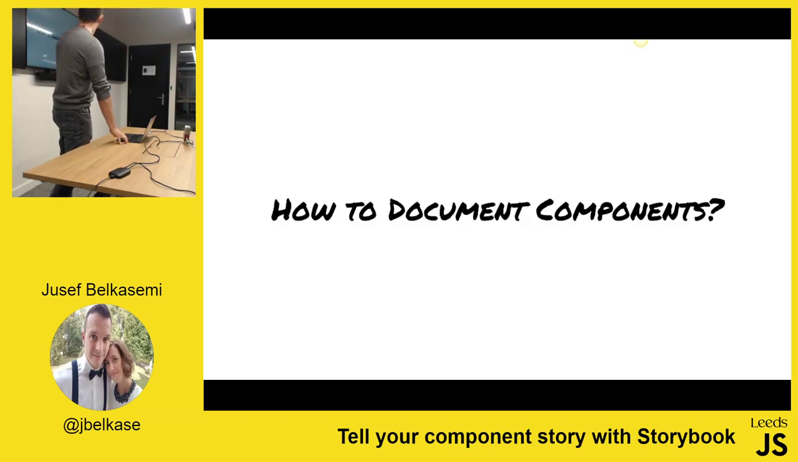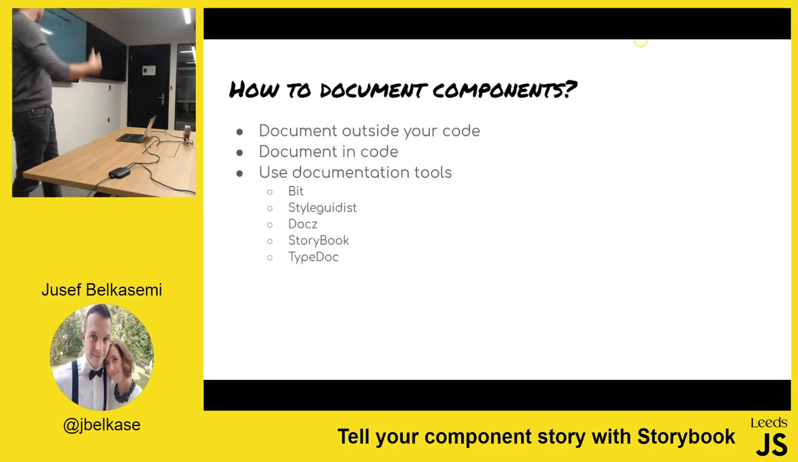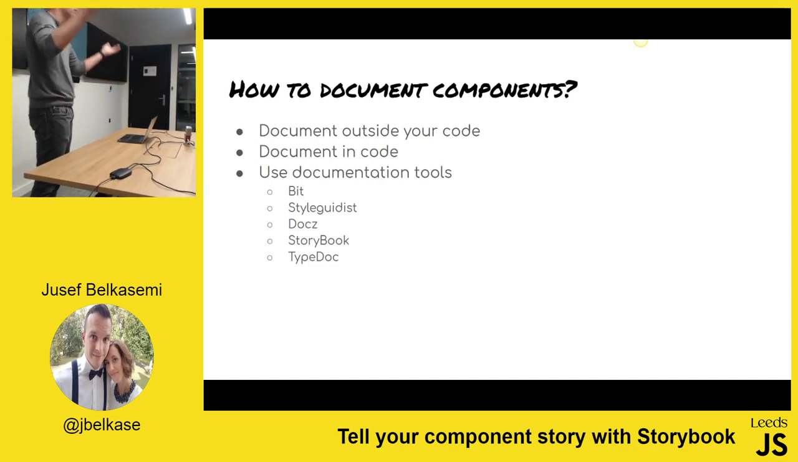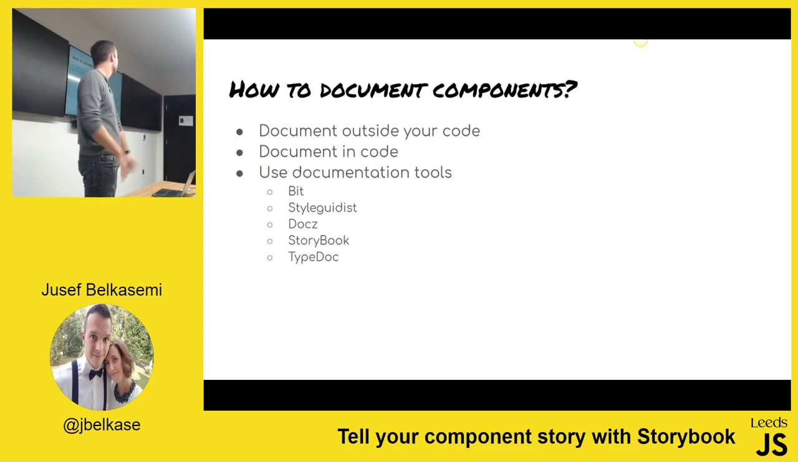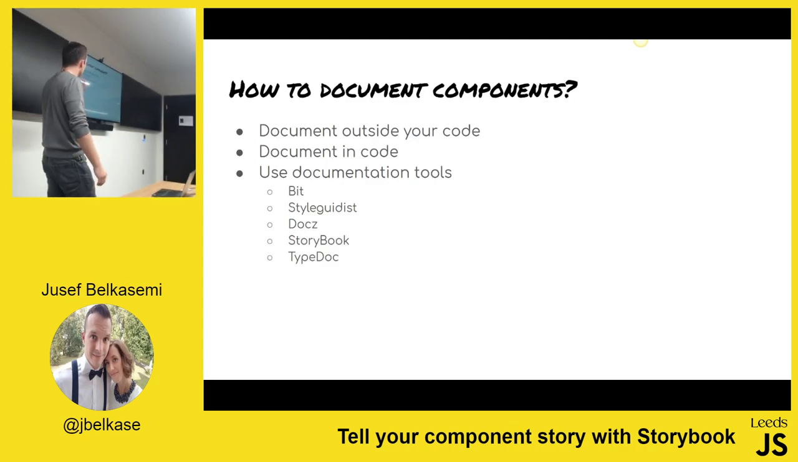So how do we document components? There are a few types of documentation that exist for any code that you write. We can document outside of our code, which is probably not a great idea, but we can have Evernote, Word, whatever word processing software we use to create documentation. We can and should document our components in code using the best practices for the framework of your choice, or for JavaScript, or if you're using TypeScript. Or we can use documentation tools in combination with documentation in code. These are some of the tools that are widely used in React and Angular: Bit, Styleguidist, Docz, Storybook, and TypeDoc.